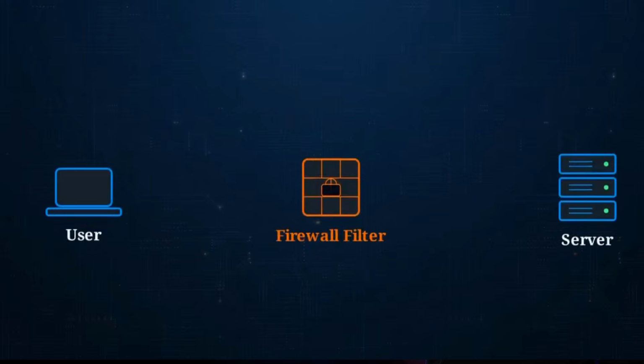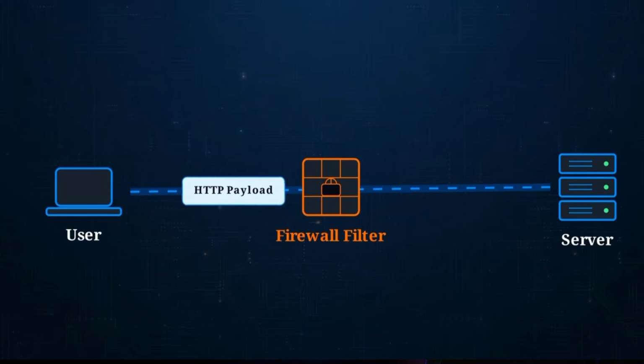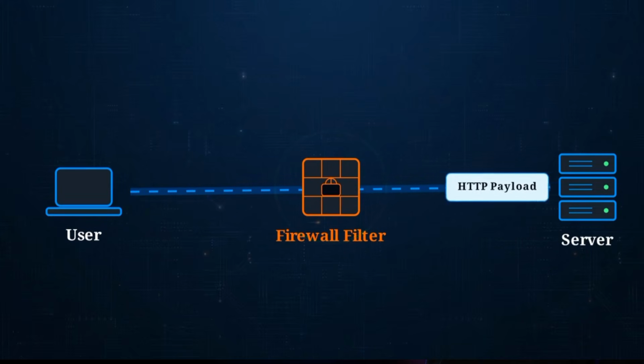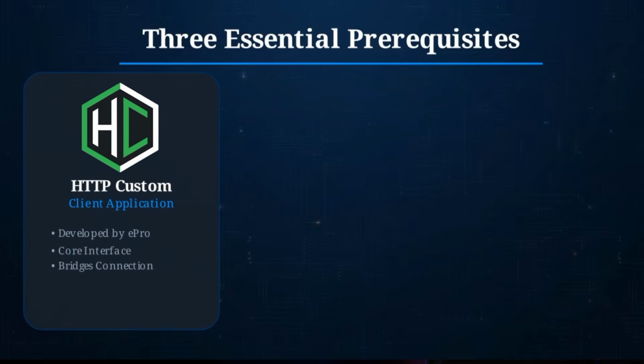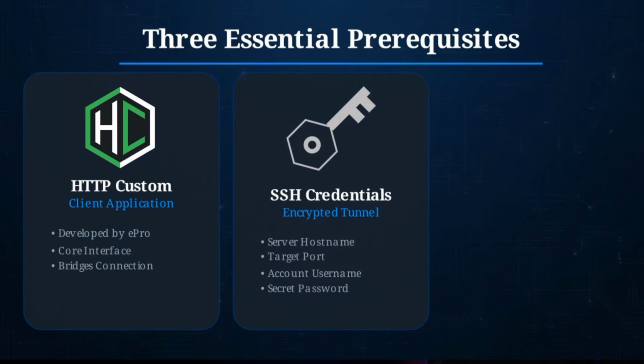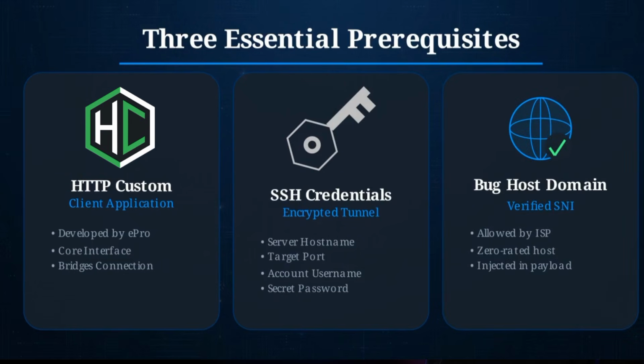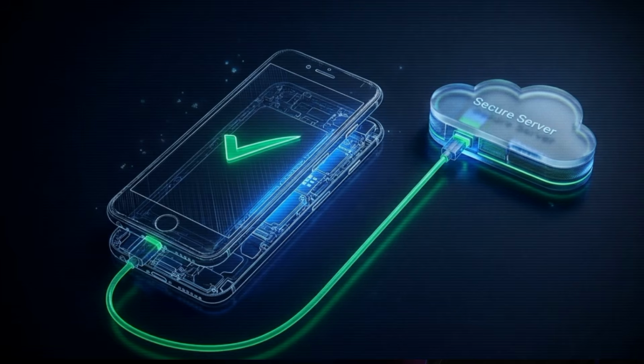We can do this by initializing a raw SSH tunnel and injecting a custom HTTP payload to slip past the firewall filters. You need 3 components to execute this: the HTTP Custom Android application, an active set of SSH server credentials, and a verified bug host domain that your network currently allows access to. Follow these steps exactly as outlined. By the end of this session, you will establish a fully encrypted tunnel and bypass your local network restrictions.